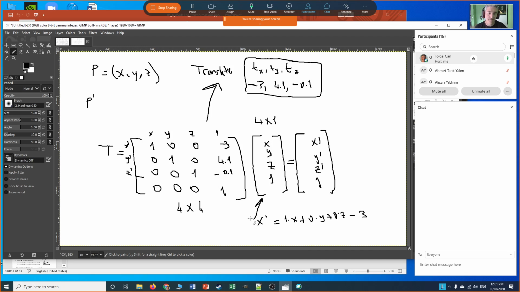Is this clear? Are you having any difficulty following me? If you have any questions, you can ask at this point. If you don't have any questions, I'm now going to talk about rotation.